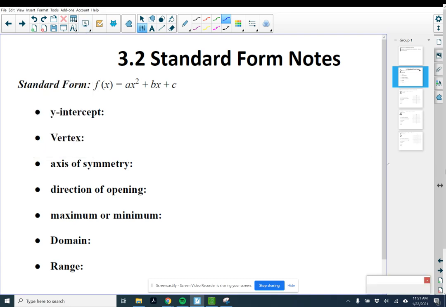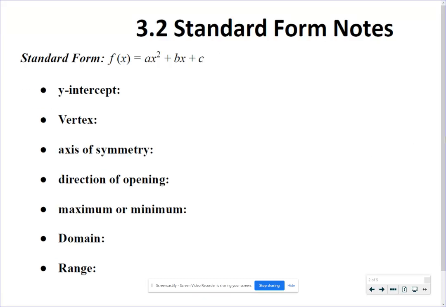All right, we are going to look at section 3.2. It's about graphing quadratics that are in standard form. So these are our notes for section 3.2. Standard form of quadratic equations. So look at the form we have right here. Standard form: y equals, or f of x equals, ax squared plus bx plus c. That's the standard form of a quadratic function.